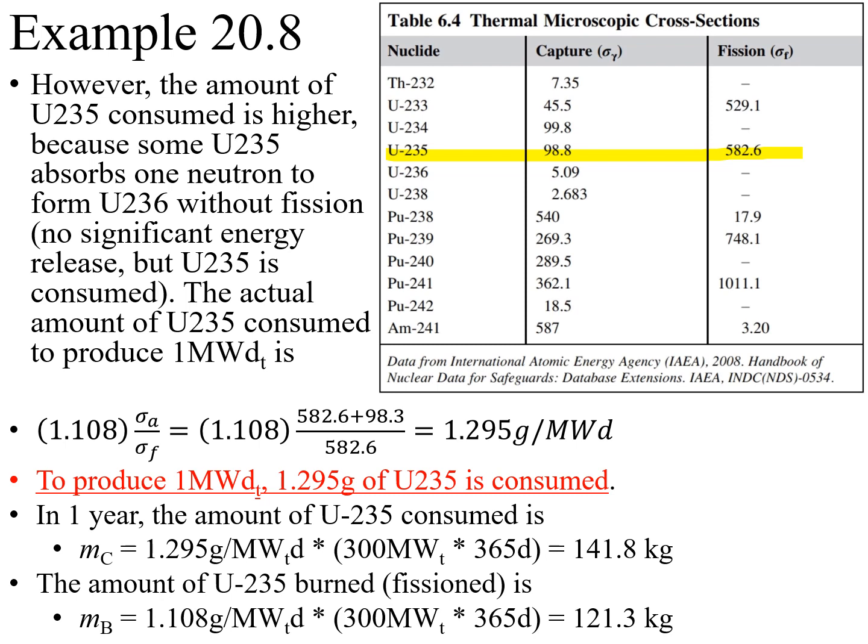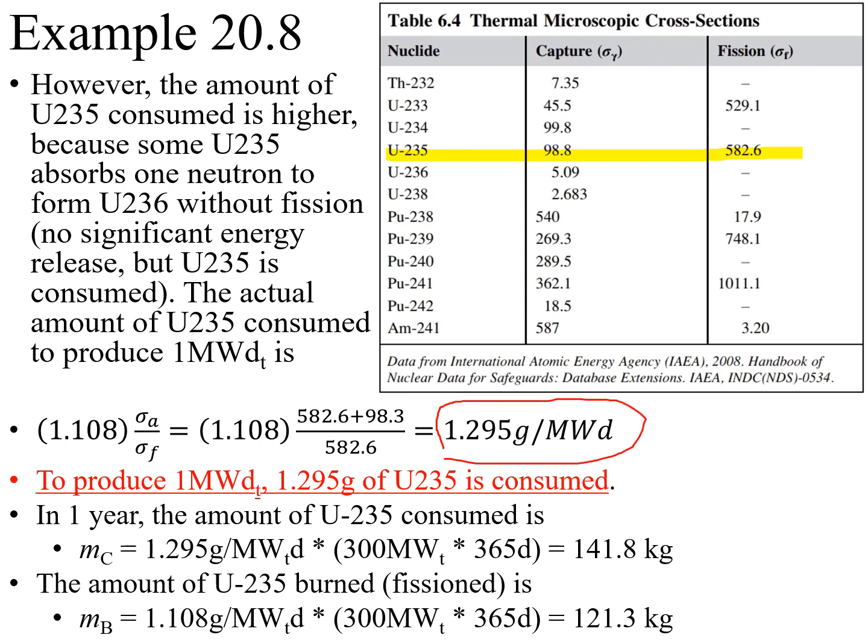Then we will use the following equation to calculate the actual 235 that is consumed. We use the previous value and multiply by sigma A over sigma F, because the previous value only considered the sigma F. Now we will also consider the sigma A. Sigma A is the summation of sigma gamma and sigma F. Okay, now we get a new value.